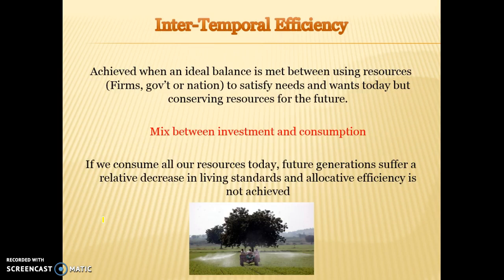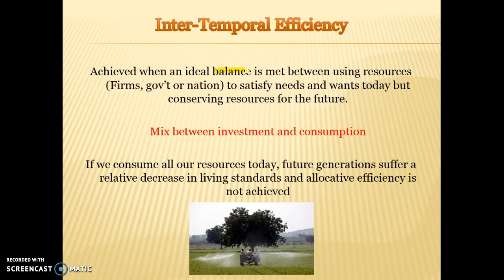And intertemporal efficiency is all about providing a balance between using resources today to satisfy our wants and needs, but also conserving resources for the future. So generally when we talk about intertemporal efficiency, we're referring to the environment, so making sure that we're not using up all our land resources today and therefore causing problems for future generations. Things like climate change fall under the banner of intertemporal efficiency.